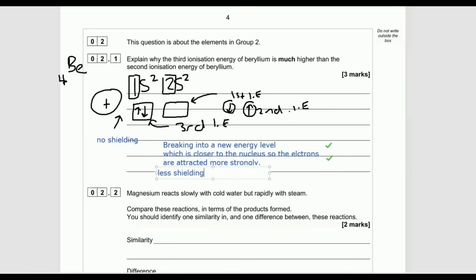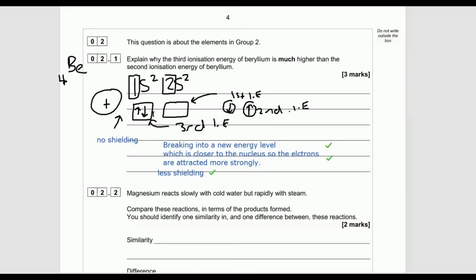So that's going to get me a mark as well: the fact that there's less shielding. Now we've removed that second energy level. You might want to actually say, if you wanted, I've left myself not a lot of room, I'd probably say when you're doing the second ionization energy, you're removing the electron from the second energy level. It's a partially filled orbital.